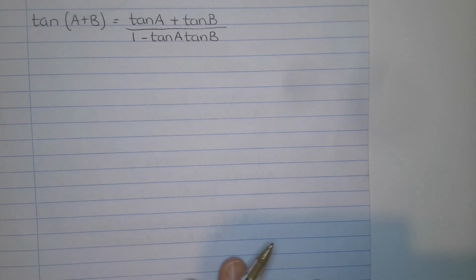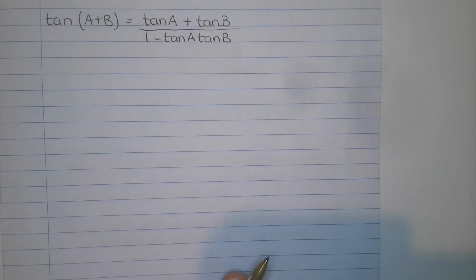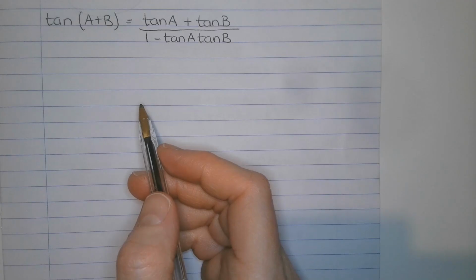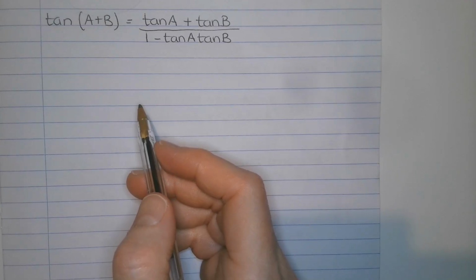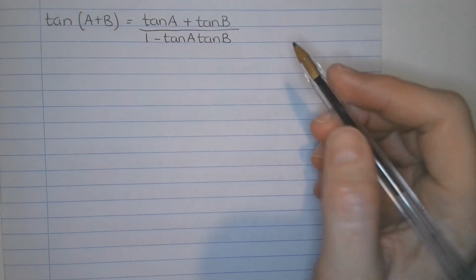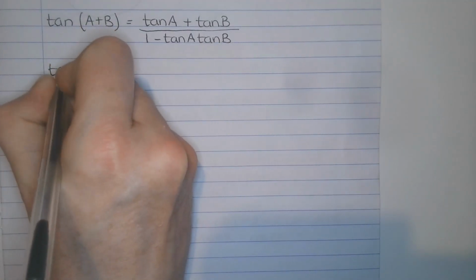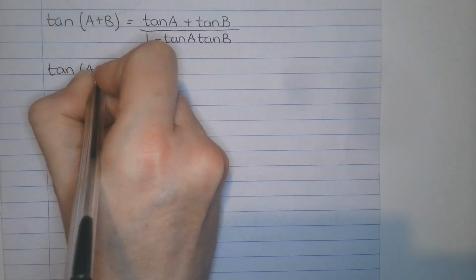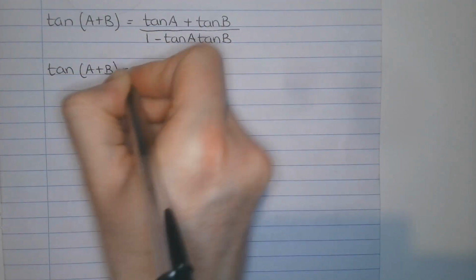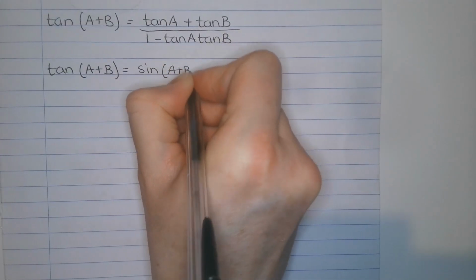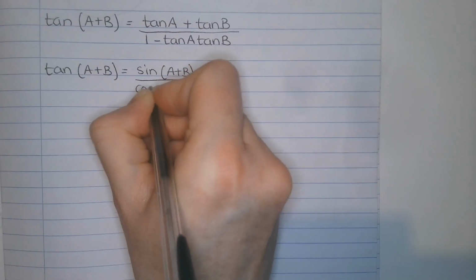To prove that tan of A plus B is equal to tan A plus tan B all over 1 minus tan A tan B, we first of all look at our identity on page 13 telling us that the tan of an angle is equal to the sine of the angle over the cos of the angle. So that means that I can rewrite tan of A plus B as the sine of A plus B over the cos of A plus B.